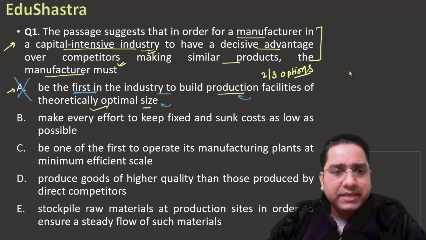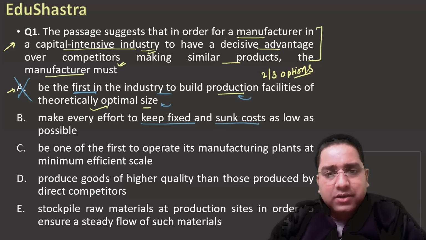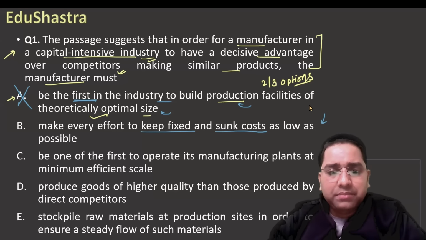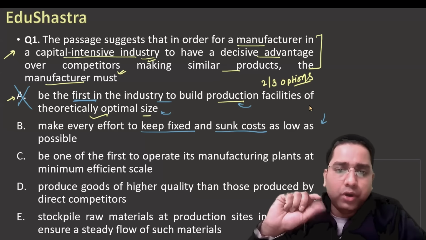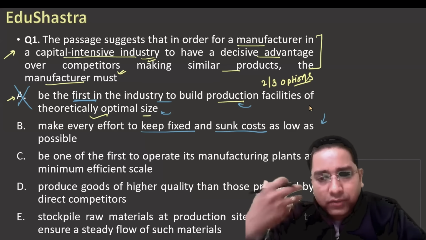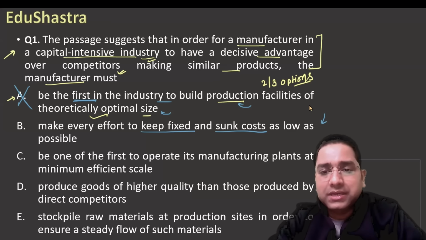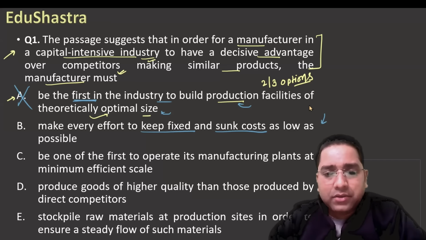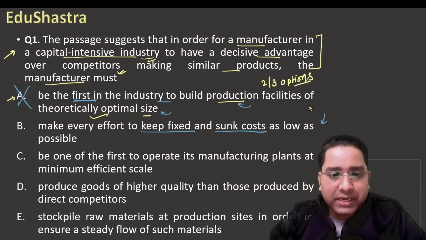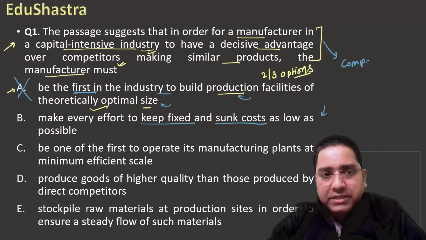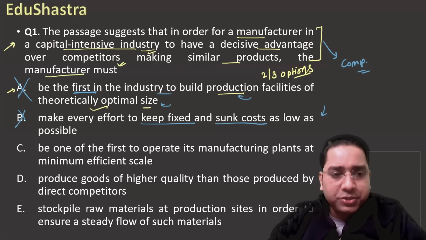Second option, it says make every effort to keep fixed and sunk costs as low as possible. Again, I believe this is not the main concern here. If fixed and sunk costs are kept low, that would obviously help in the overall reduction of the cost. But the passage does not suggest that this is decisive in making the firm have an advantage over the competitors. And here the question is talking about advantage over competitors. And that is why the second option should be ruled out.